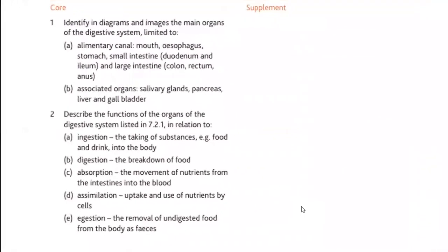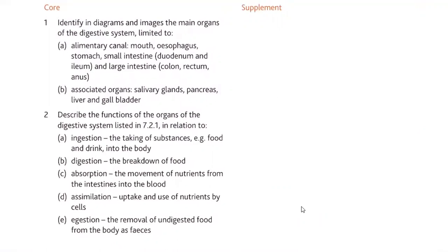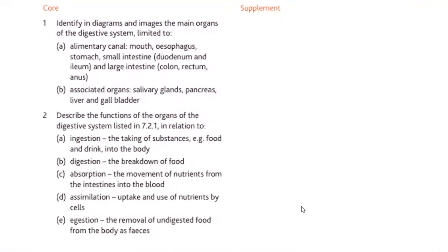Have you done all this, Hamza? Let's go through this from 1 till all parts 1 and all parts 2. Identify diagrams, images, the main organs of digestive system: mouth, esophagus, stomach, small intestine, duodenum, ileum, colon, rectum, and anus. I've done that. Associated organs: salivary gland, pancreas, liver, gallbladder. I've done that. Describe the functions of the organs in the digestive system: ingestion, digestion, absorption, assimilation. We've done that, right, miss? Yeah, it says ingestion, digestion, absorption.